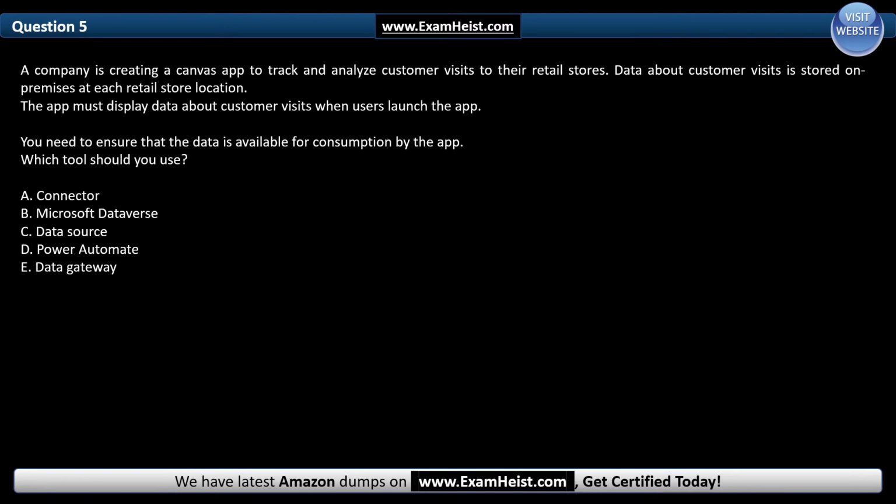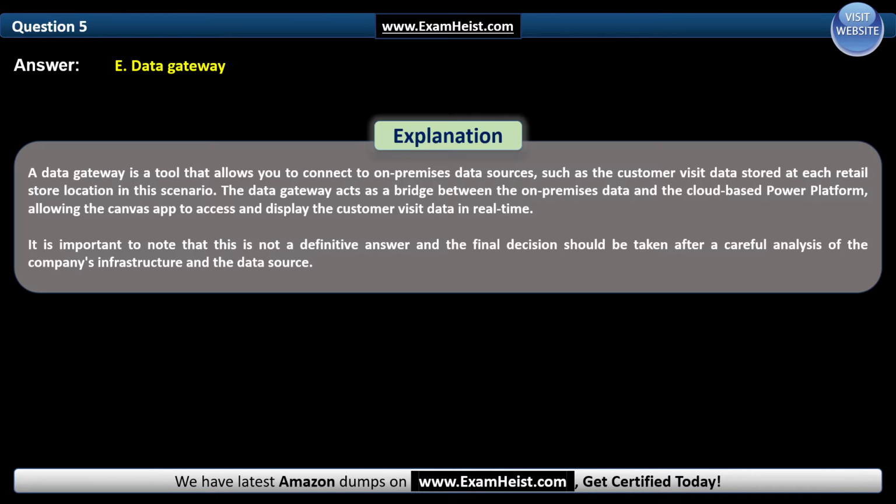The correct option is E. Data Gateway. A data gateway is a tool that allows you to connect to on-premises data sources such as the customer visit data stored at each retail store location. In this scenario, the data gateway acts as a bridge between the on-premises data and the cloud-based Power Platform, allowing the Canvas app to access and display the customer visit data in real time.